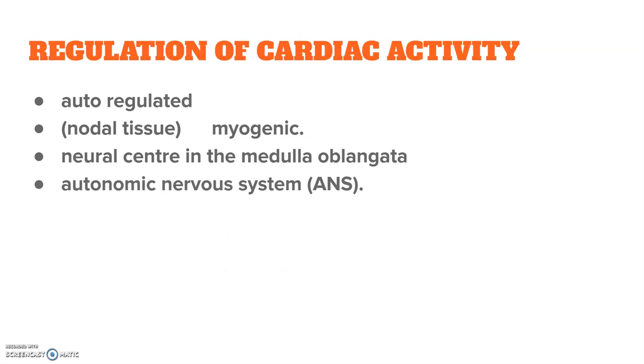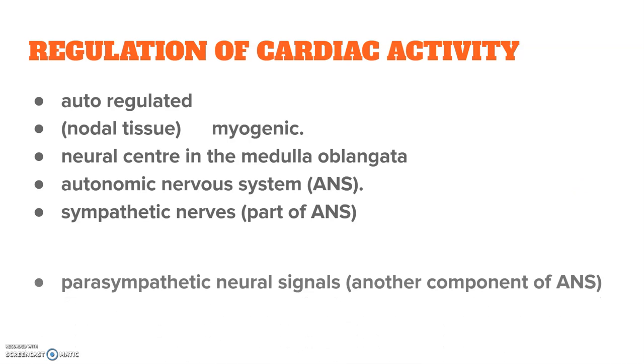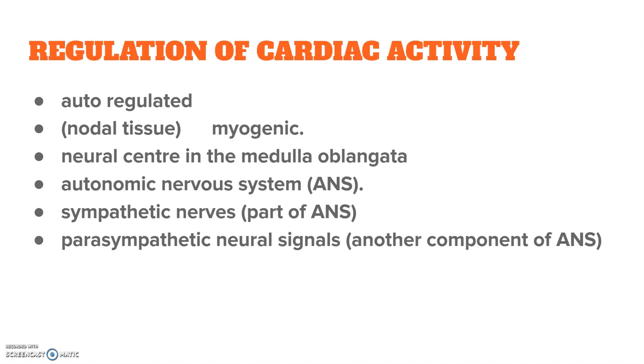Now, neural signals through the sympathetic nerves, which are part of the autonomic nervous system, can increase the rate of heartbeat, the strength of the ventricular contraction, and thereby the cardiac output. On the other hand, parasympathetic neural signals, which are another component of the autonomic nervous system, decrease the rate of heartbeat, the speed of conduction of action potential, and thereby the cardiac output. Now, adrenal medullary hormones also increase the cardiac output.